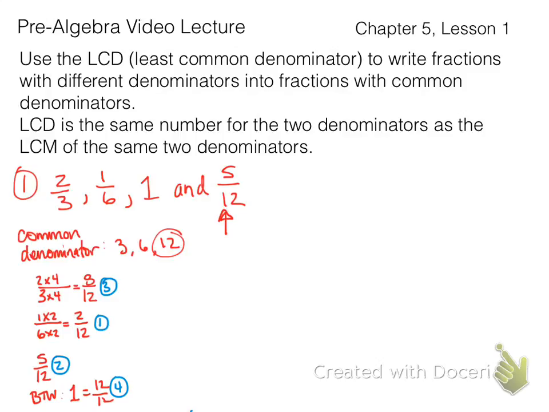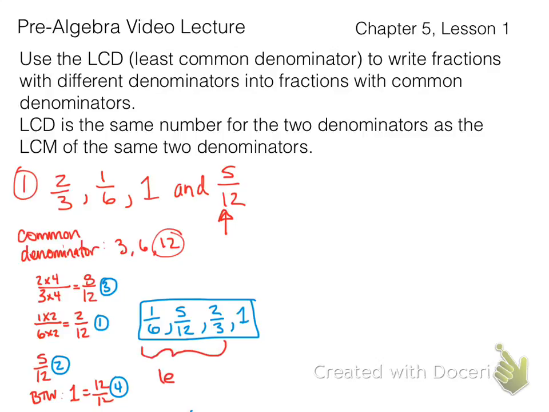So now let's order these from smallest numerator to largest numerator. The smallest would be 2/12, which is the same as 1/6. 5/12 comes next. 2/3 comes after that, because that would have been 8 over 12. And 12 over 12 comes last, which is 1 over 1, because 1 is greater than all of those fractions. These are all less than 1, which means 1 is bigger than all of them.